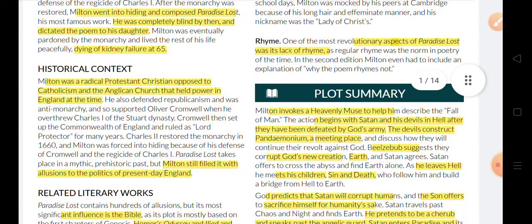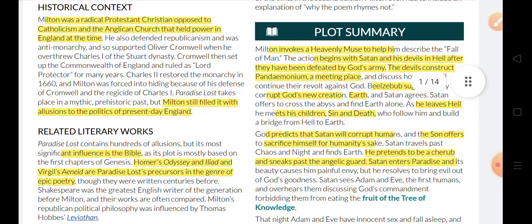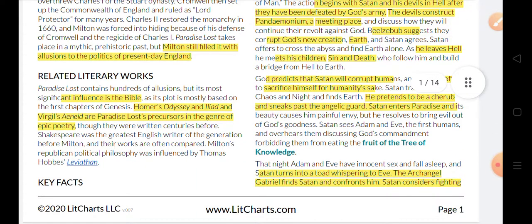The historical context of this poem is that Milton was a Protestant Christian opposed to Catholicism and the Anglican Church that held power in England at that time, and Milton still filled it with allusions to the politics of present-day England. We'll see in certain speeches how he relates to present-day politics and his related literary works.